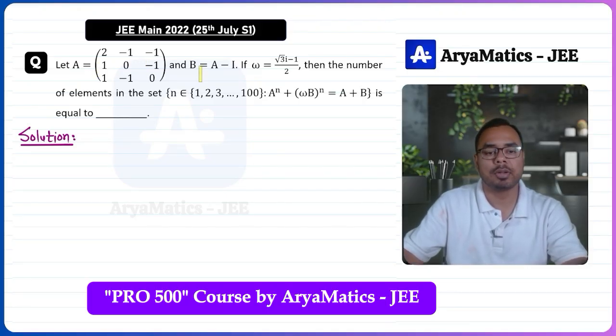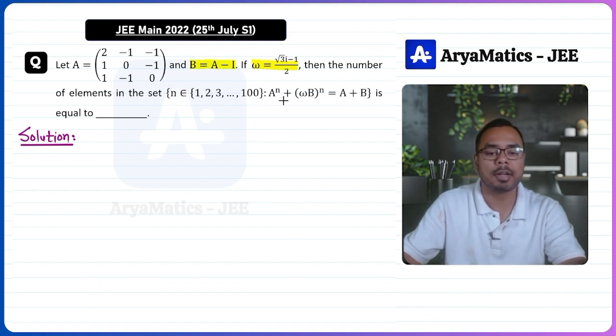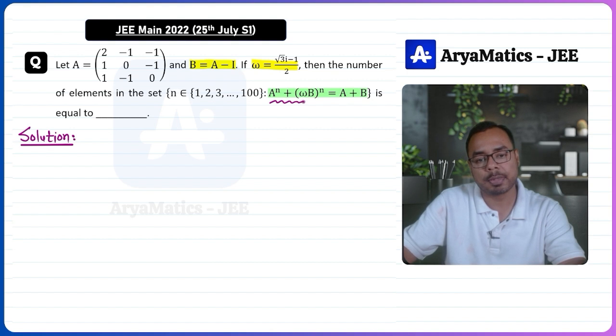Let A be this 3 cross 3 matrix, B be another matrix, A minus I, where I is the 3 cross 3 identity matrix. Omega is the complex cube root of unity, (-1 + √3 i)/2. Then we have to find the number of elements in this set N. N is the first 100 natural numbers such that A^n + ωB^n = A + B. So first, basically we need to identify the type of matrix that we have here, right?